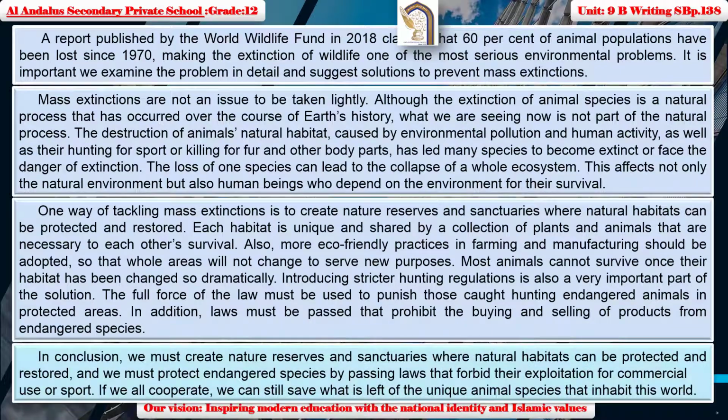In conclusion, we must create nature reserves and sanctuaries where natural habitats can be protected and restored. And we must protect endangered species by passing laws that forbid their exploitation for commercial use or sport. If we all cooperate, we can still save what is left of the unique animal species that inhabit this world.